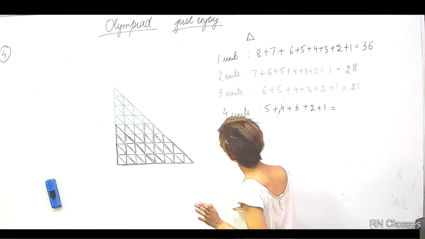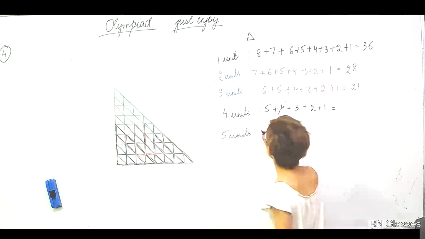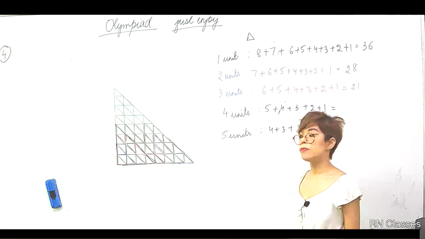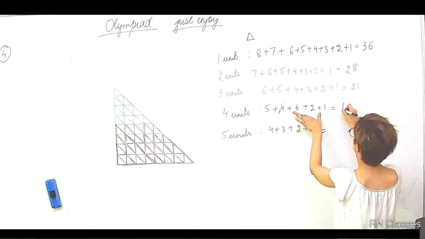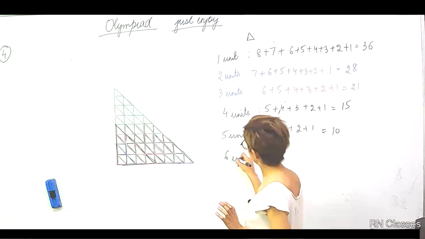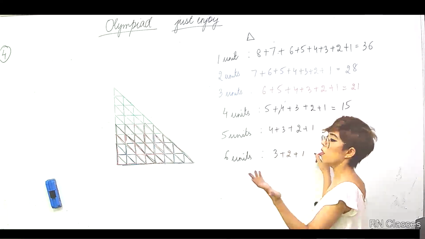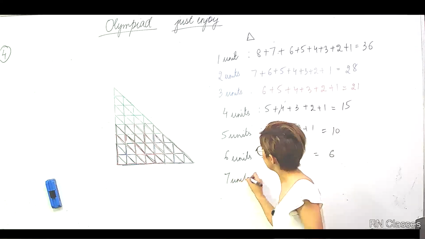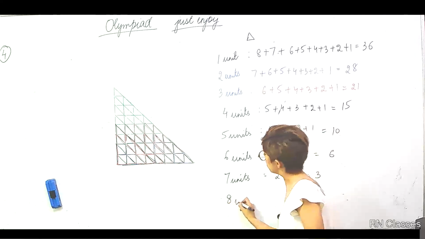राइट. 5 यूनिट्स वाली गेस करो. As in this and this. That will be 4 plus 3 plus 2 plus 1. Right? Oh, मैंने पहले वाली बात नहीं किया. So 9 plus 6, that is 15. Square करें 7 plus 3, that is 10. Now 6 units, that will be 3 plus 2 plus 1. You can always check it up. So that is 6. And then 7 units, that is 2 plus 1. So that is 3.